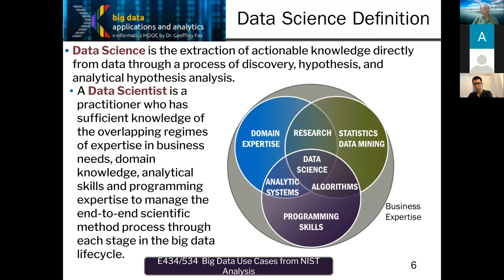Here is a reasonably useful definition for those of you in data science. It was one of the first definitions of what a data scientist is. You can see it sitting here at the intersection of software, programming, algorithms, statistics and domain expertise. So it's in the middle here: domain expertise, statistics, programming, algorithms. I know we actually used this definition at IU when we were planning the program here.